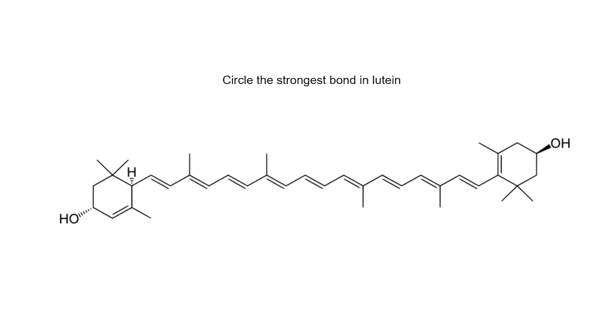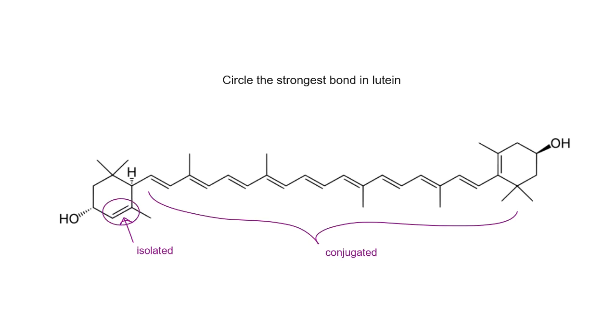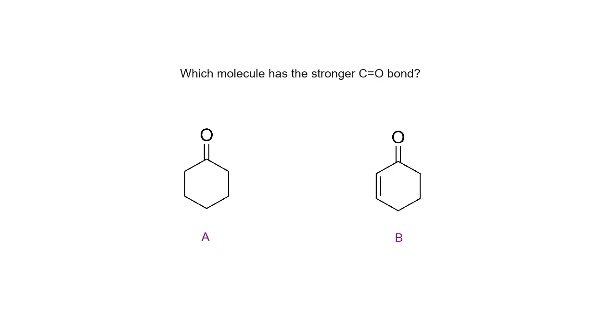Then I can think about conjugation or resonance. And all of these double bonds are conjugated, whereas this one is not. So based on what we said previously, where resonance weakens the double bond, the strongest bond should be this one here. And finally, here's one more problem that I will leave for you to think about.